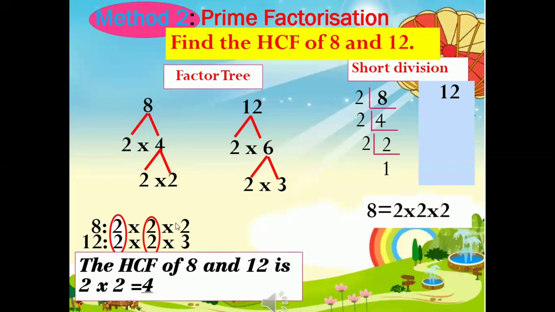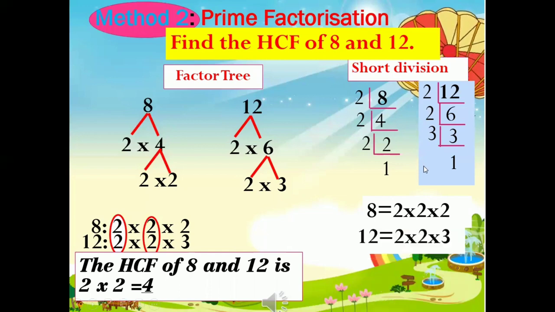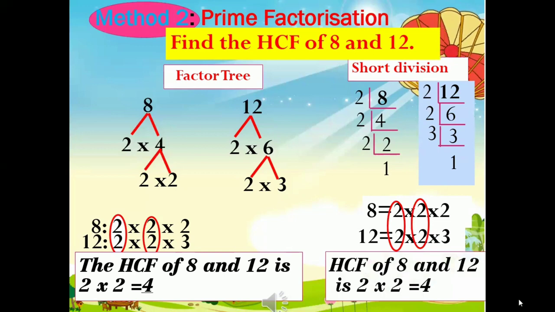It's the same as when we do the factor tree. Okay, for 12, let's factorize 12. Let's start with 2. So 6. 6 divided by 2 is 3. 3 divided by 3 is 1. So we have here now the factorization of 12: 2 times 2 times 3. Now again, let's circle what they have in common. So we have 2 and 2. So it's the same, right? The answer is 4.